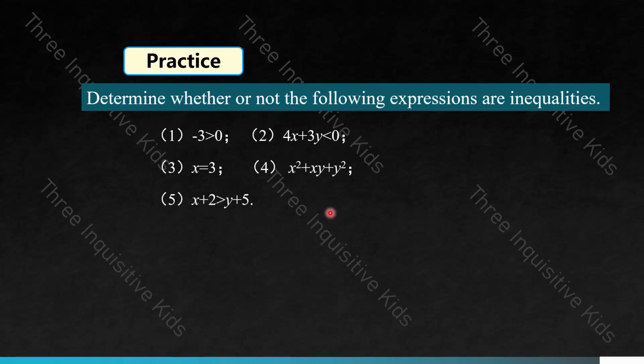And the sign is an unequal sign. The next one is x is equal to 3. Well, there's an equal sign here, so it cannot be an inequality. x squared plus xy plus y squared has no sign in it at all. It is just an expression. But it is not an inequality because it has only one side, which means that it is not an inequality. And for the last one, this would be an inequality.